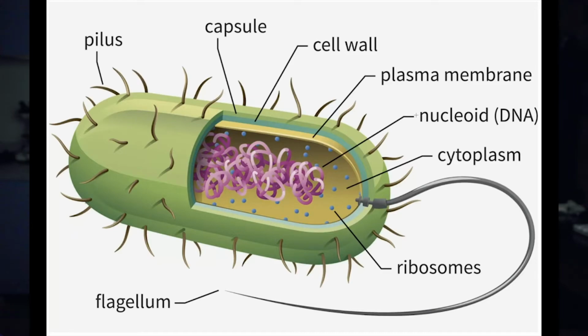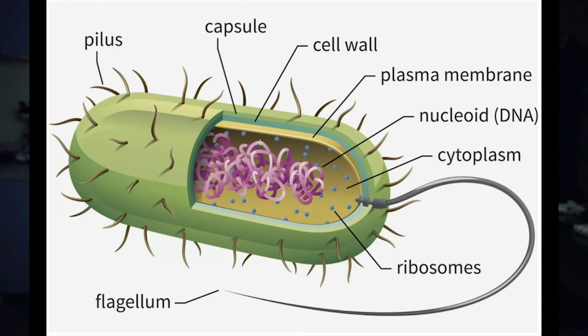what you'll find is that they don't have a nucleus. They have a nucleoid, which is just where all of their DNA is held. They do have cytoplasm. They do have ribosomes floating around. They have a cell wall, kind of like a plant does. They have a plasma membrane, just like eukaryotes. But they also have an additional structure on the outside called a capsule.